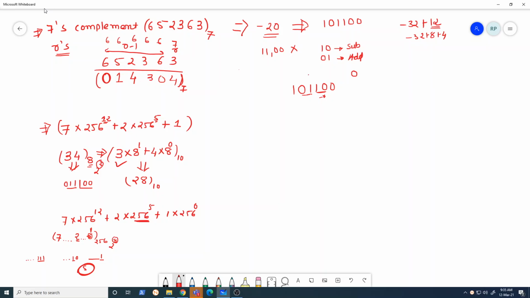Then 0 1. This is my qn minus 1, this is qn. This is the last bit in your multiplier, and this is the extra bit that we are taking. So 1 0, this is 0 1 means addition. Then next is 1 0, also subtraction. So 2 subtractions and 1 addition in this case. For the rest of the things, it will be just a shift operation. There will be no such operation.